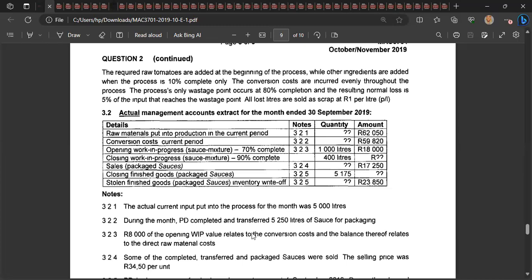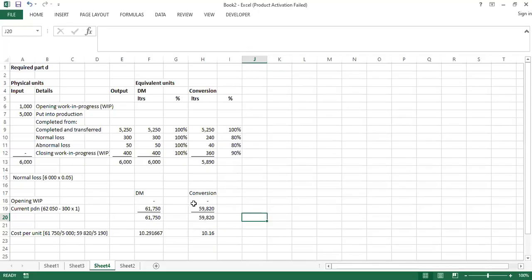8,000 of opening work in progress relates to conversion cost and the balance to direct material. So you come here and you check 18,000, so which means 10,000 and 8,000. So 8,000 relates to conversion costs. So we go there to our conversion costs, right? It's 8,000, so you put in 8,000 there, and then here it's going to be 10,000, the balance, right? So you see, these have slightly changed there as a result of the method that we're using.